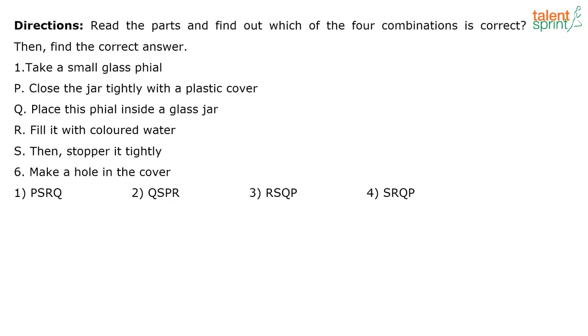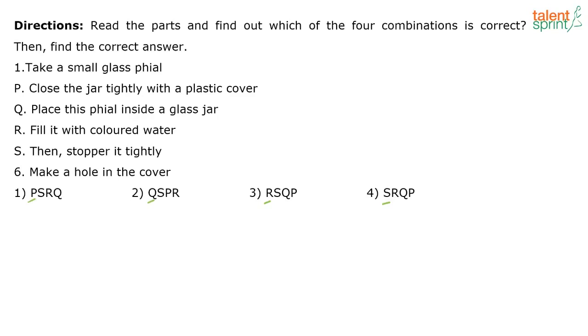Read the parts and find out which of the 4 combinations is correct. Let's look at this one. This is obviously a sentence jumble. Take a small glass vial, and then what do you do? For question types like this, in order to save time, it's always best to keep looking at the options. If you get one sequence right, you don't have to waste time waiting to get the entire sequence correct. You can just move on. All of you unanimously agree that 3 is the right option. Let's see if that is true.